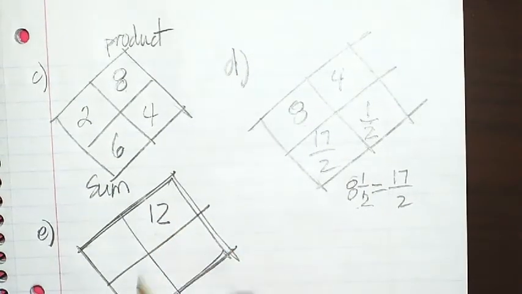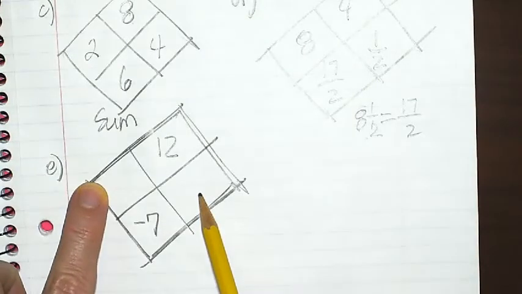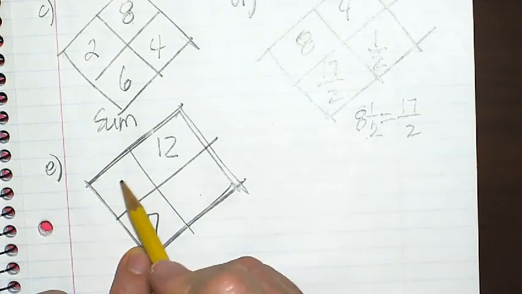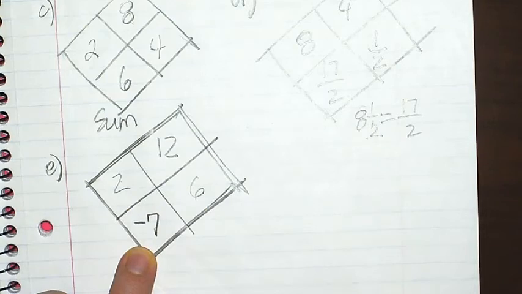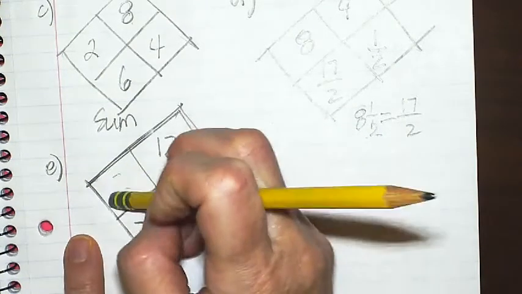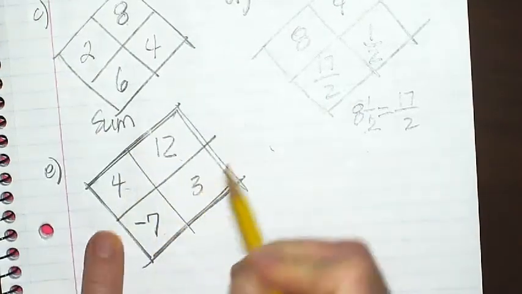And then for part E, what could we multiply to get 12, but when we add it, we get -7? So think about what you can multiply to get 12. 2 and 6, that's going to give you 12. When you multiply, is it going to give you -7 when you add? No. How about 4 and 3?